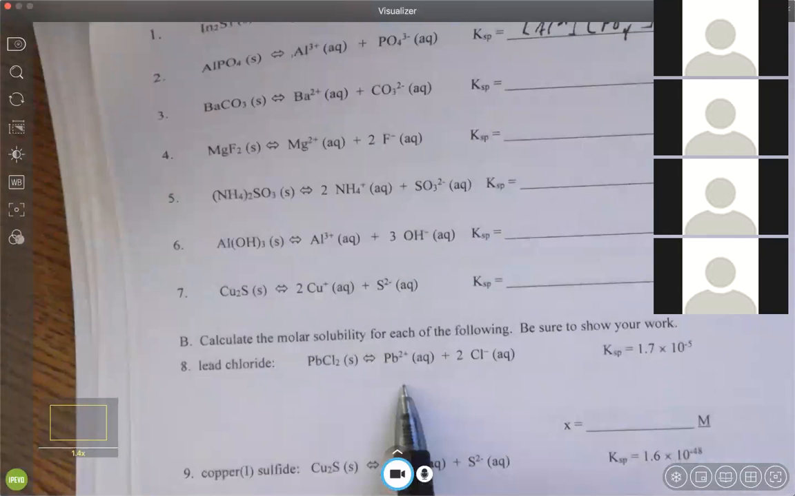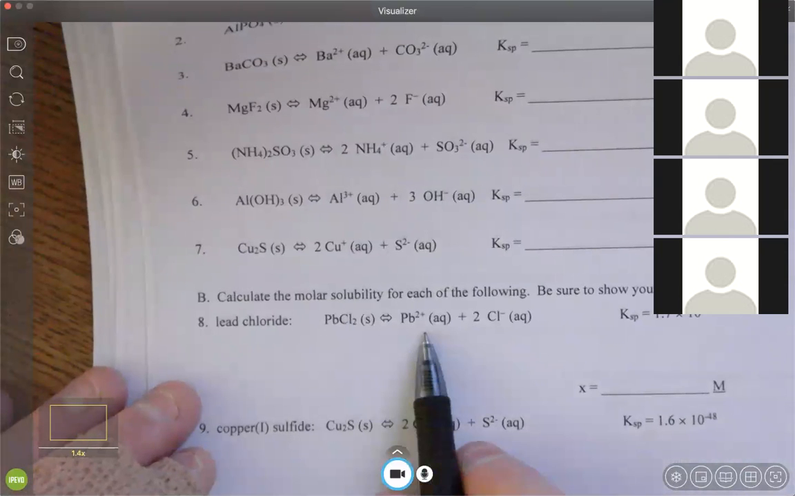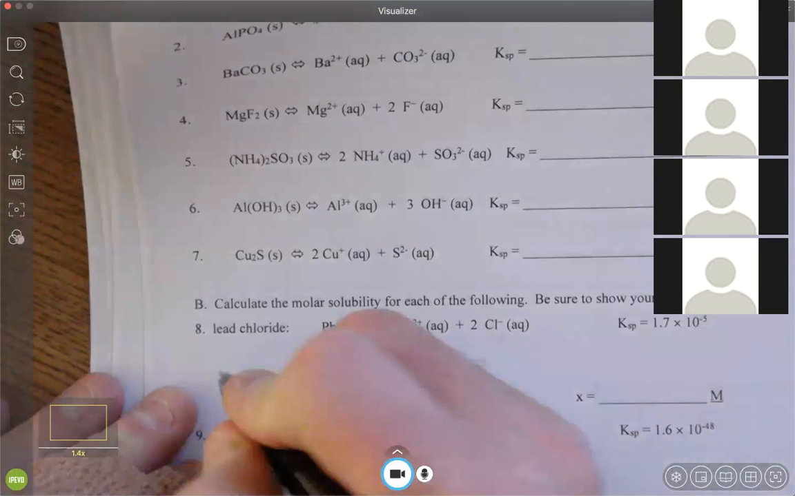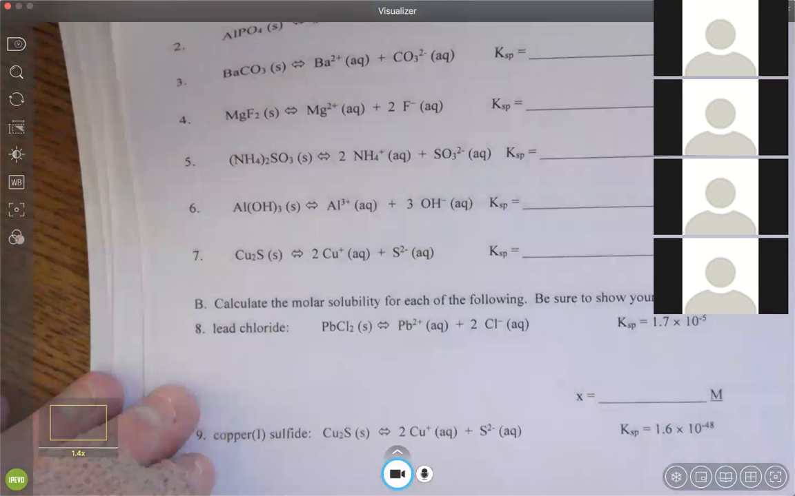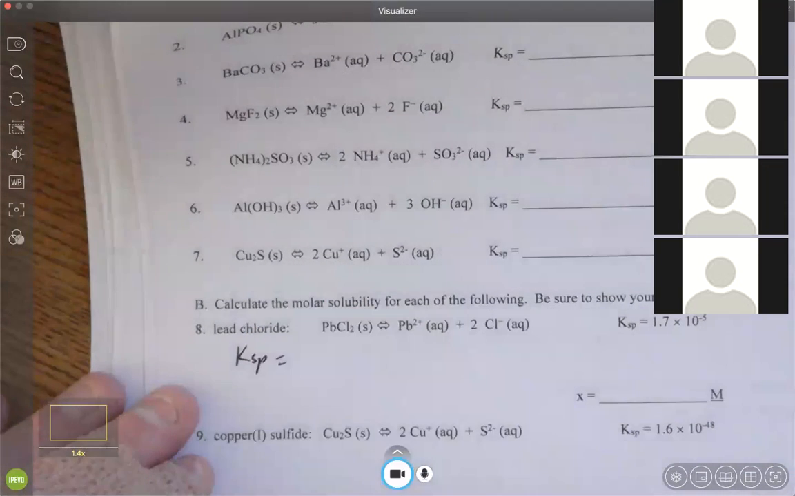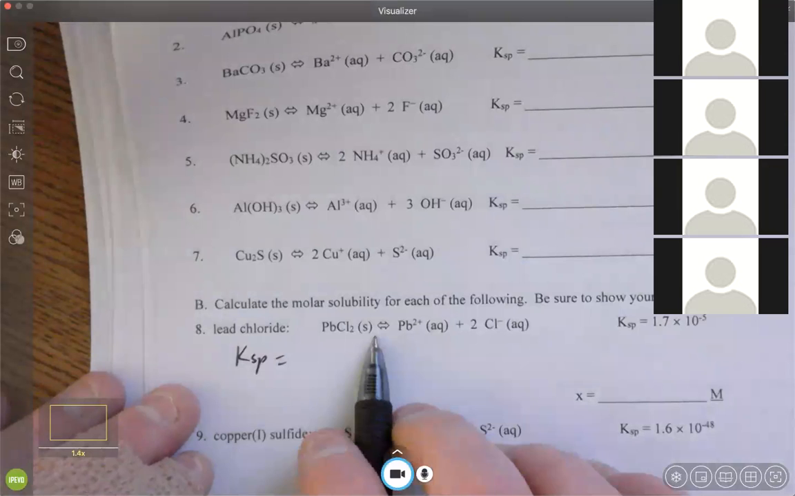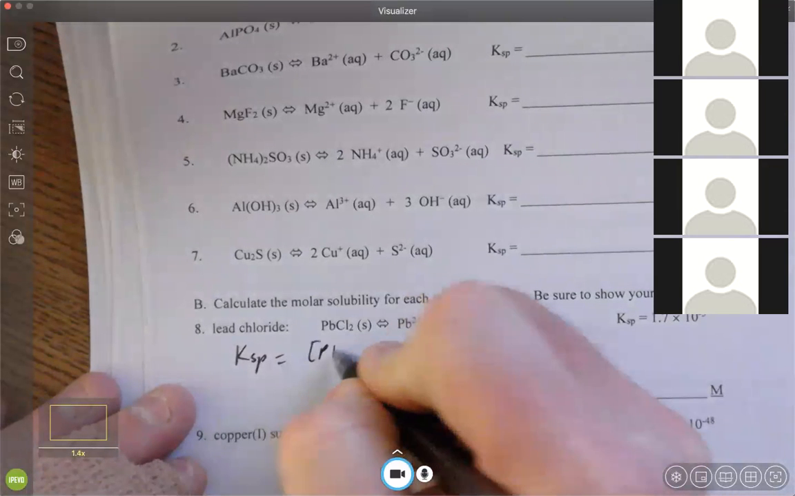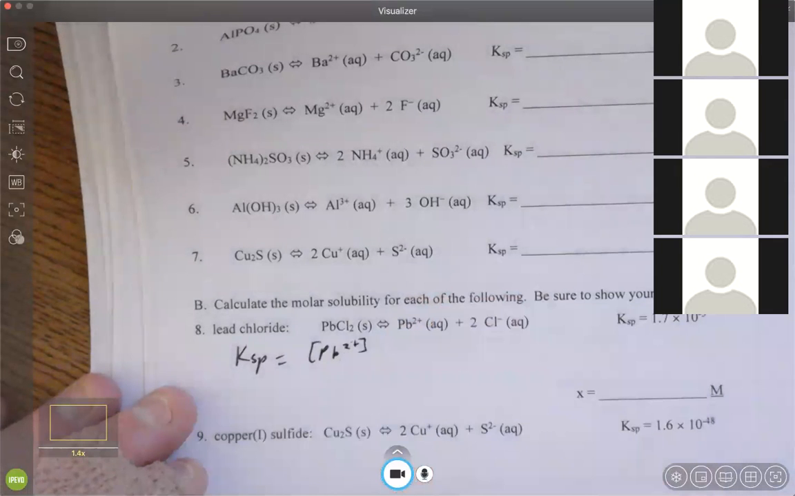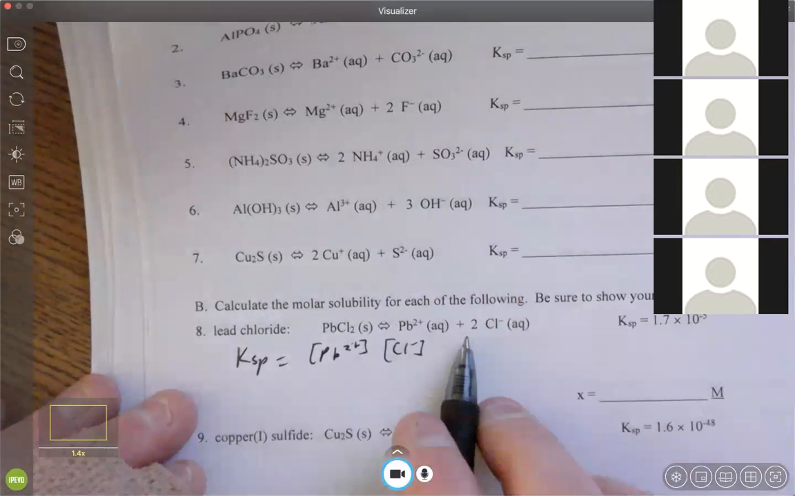We have lead chloride, right? So we have PbCl2 breaking down into 1 Pb lead 2+ ion, and 2 chloride ions. So if we take a look, K sub EQ equals products over reactants. K sub SP equals, well, we don't have reactants here because it's solid. So we would just change that to 1. We have the concentration of the lead 2+, right? And we have the concentration of the Cl negative. And the Cl negative is squared.